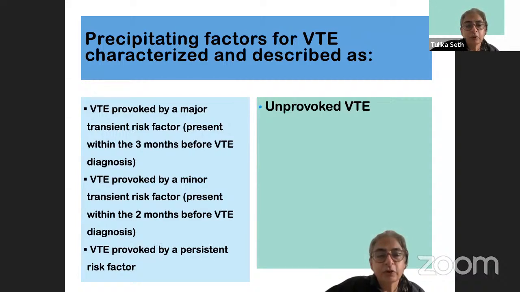So what are the precipitating factors for venous thromboembolic phenomena? Venous thromboembolic phenomena can be provoked by a major and transient risk factor. This could be present around 3 months before or around the time of the event. It could be provoked by a minor transient factor, which might be acutely present. It could be provoked by a persistent risk factor, and you could have unprovoked venous thromboembolic phenomena.